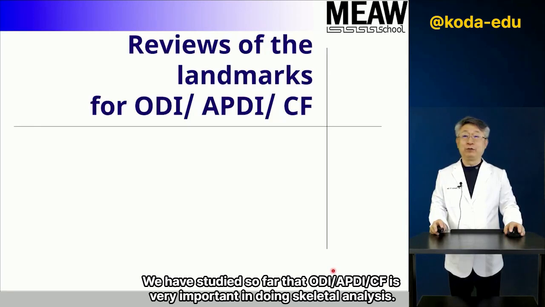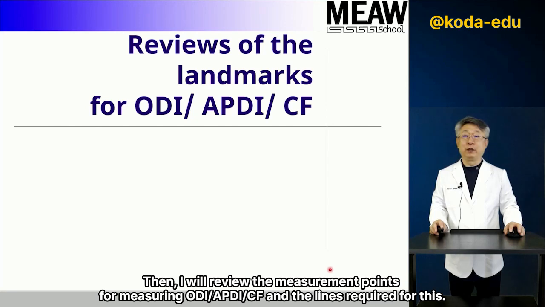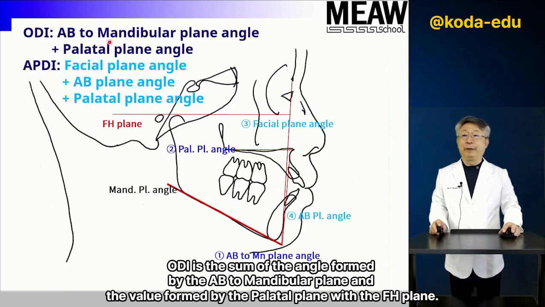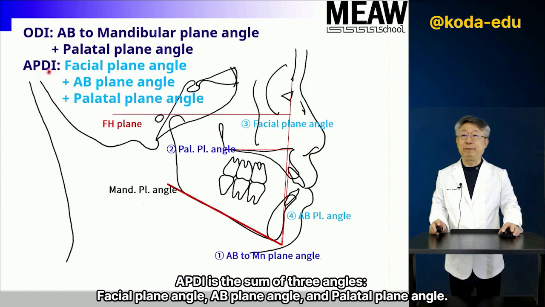We have studied so far that ODI, APDI, and CF are very important in doing skeletal analysis. Then, I will review the measurement points for measuring ODI, APDI, and CF, and the lines required for this. ODI is the sum of the angle formed by the AB to mandibular plane and the angle formed by the palatal plane with the FH plane. APDI is the sum of three angles: facial plane angle, AB plane angle, and palatal plane angle.